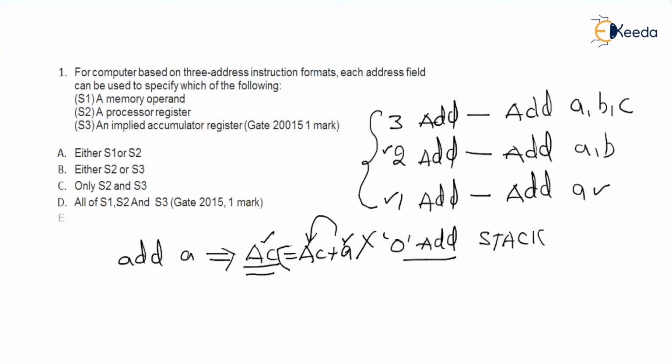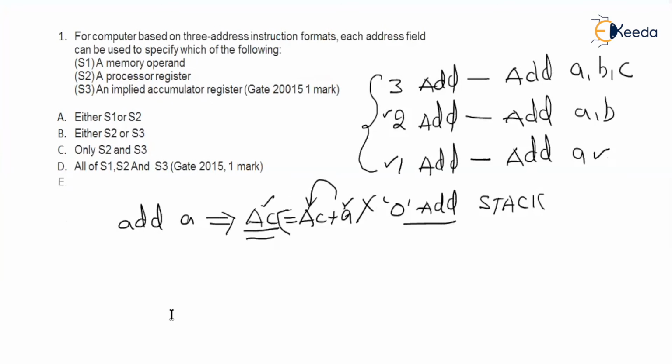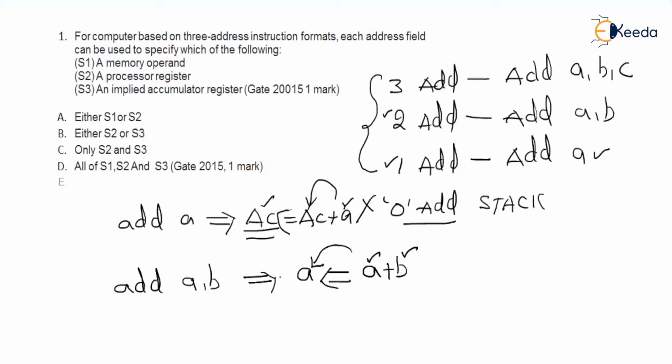But when it comes to 2 address, let us have a look at how these instructions are going to get executed. In 2 address, the instruction may be like add A comma B, which will lead to an operation that is A is equal to A plus B. The contents of the memory location A will get added to the contents of the memory location B, and will get transferred to A. So A is the source as well as the destination, and B is just a source operand.